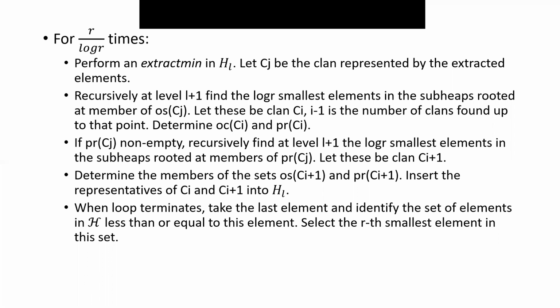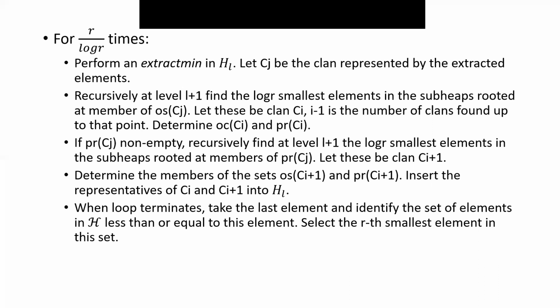If the port relation of Ci is not empty, which means if it exists, then recursively find at level L plus 1 the log R smallest elements in the subheaps rooted at members of the port relation of Cj, and let this be clan Ci plus 1. Then determine the members of the sets offspring of Ci plus 1 and the port relation of Ci plus 1. Insert the representatives of Ci and Ci plus 1 into HL.